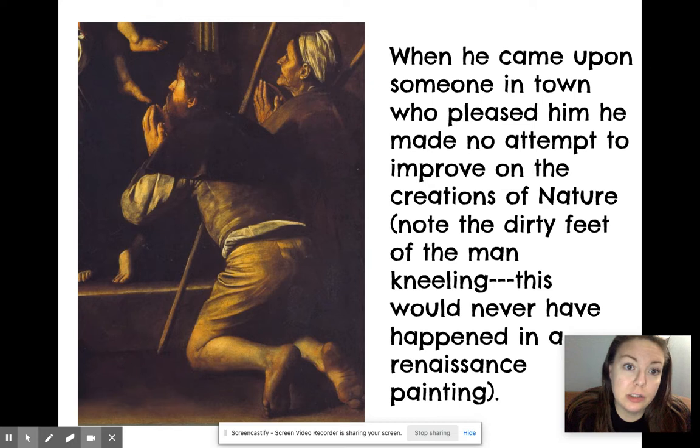So here we see, this is just a painting. It's a cross section. You can see he has dirty feet. He's kneeling. This would have never happened in the Renaissance. You wouldn't have shown dirty clothes, torn clothes, wrinkled clothes, people on their knees, anything like that.